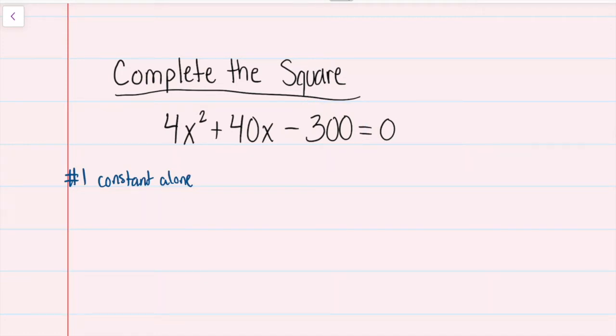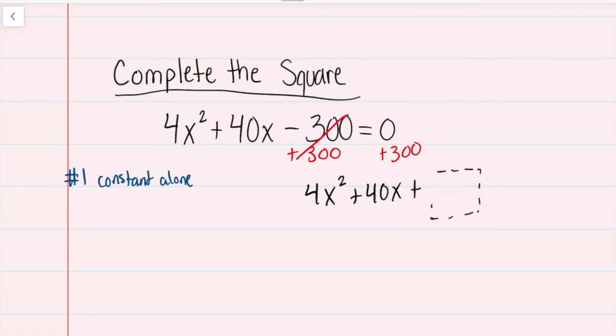Well, how do we leave negative 300 alone? Simple. Let's move the 300 to the other side. Bam. So our new equation is 4x squared plus 40x plus something. Here's the square that we're going to try to fill, is equal to 300. All right, so let's move on to step number 2.